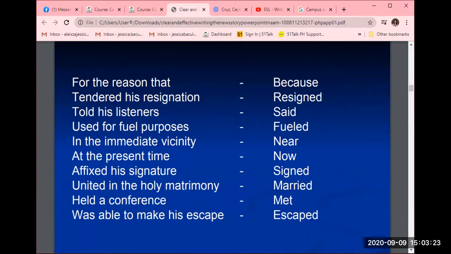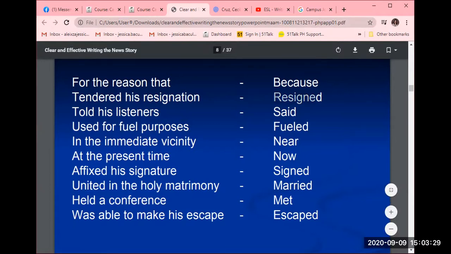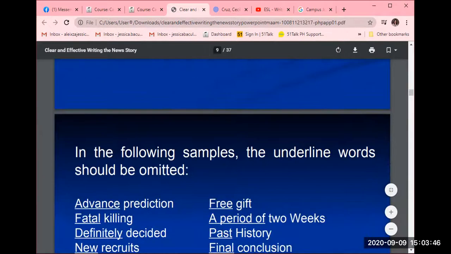And another, do not use extravagant sentences or phrases for a single word. For example, "for the reason that" is just "because." "Held a conference" is "met." "At the present time" is "now." Don't pad your research paper. So that is not the style in news story writing.